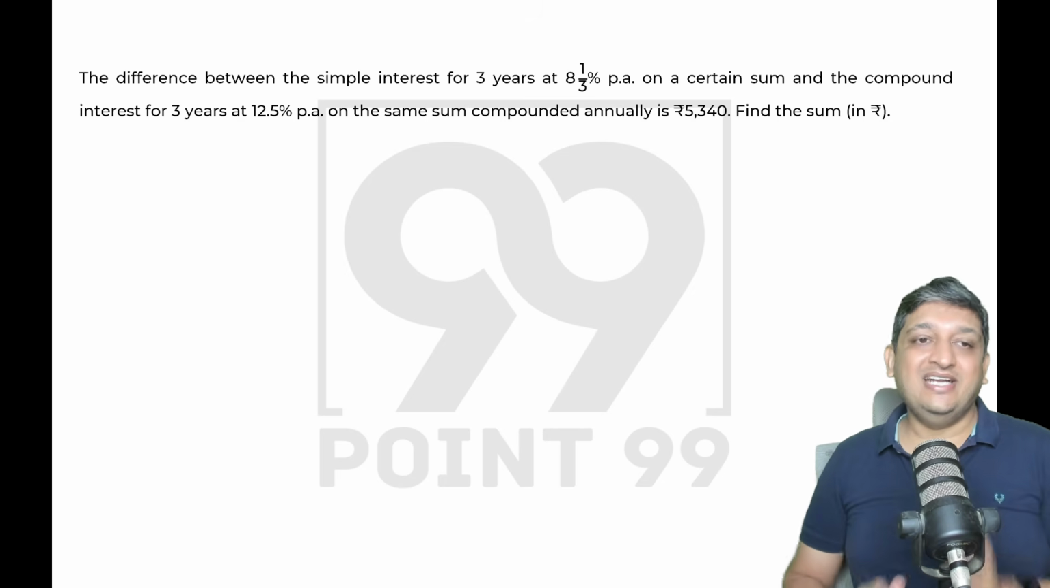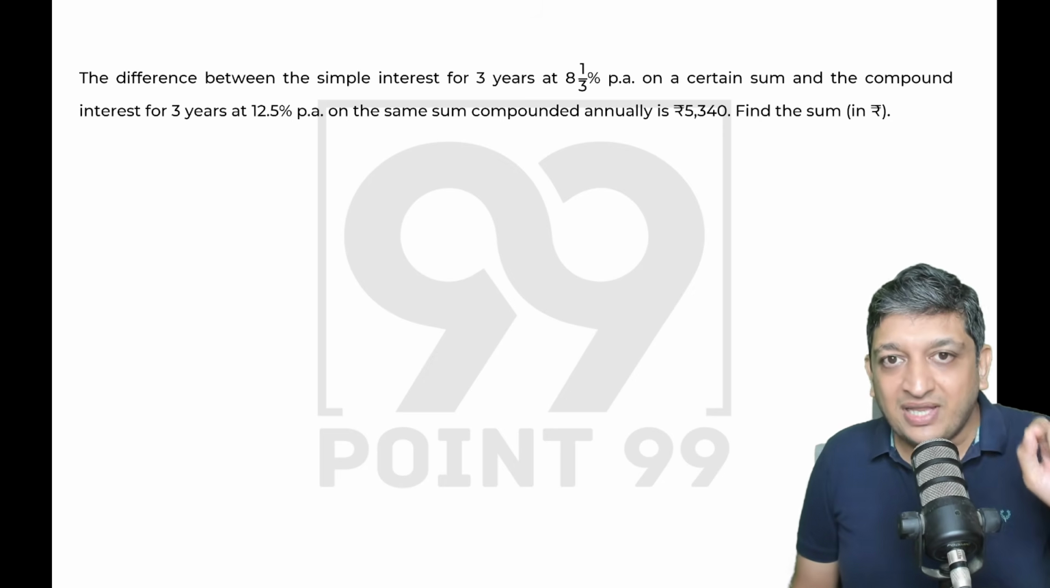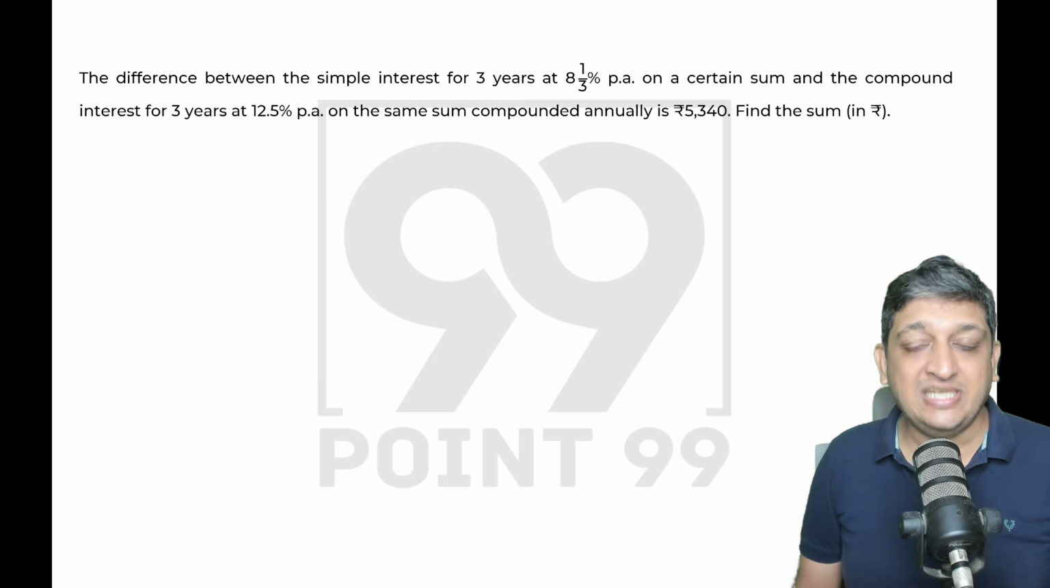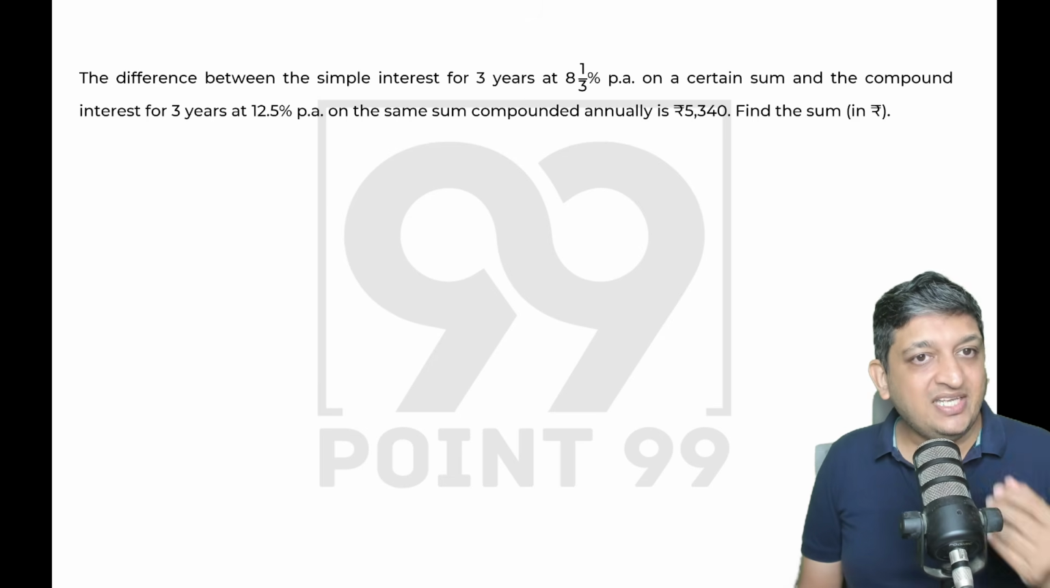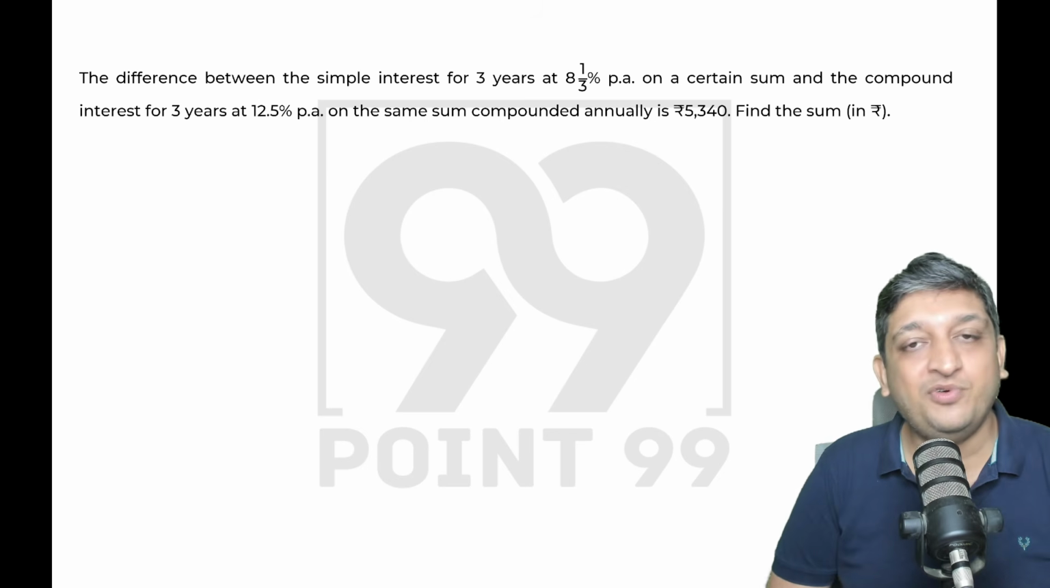Right? So let's look at this. The difference between the simple interest for 3 years at 8 and 1/3% per annum on a certain sum and the compound interest for 3 years at 12.5% per annum on the same sum compounded annually is 5340 rupees.